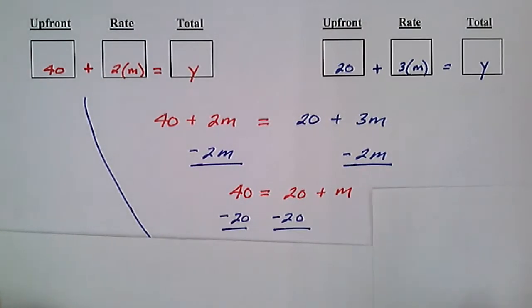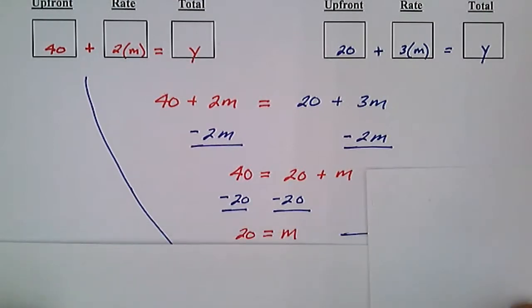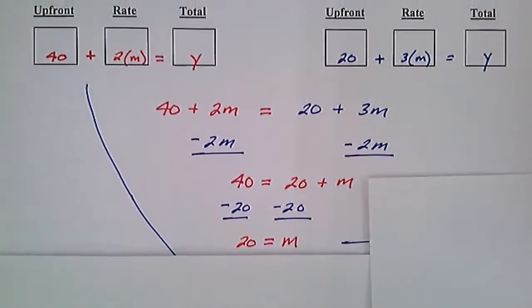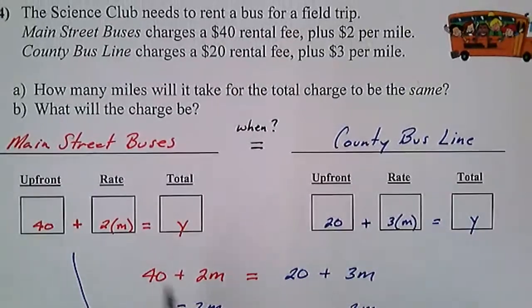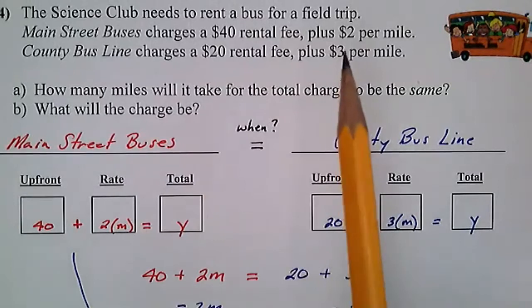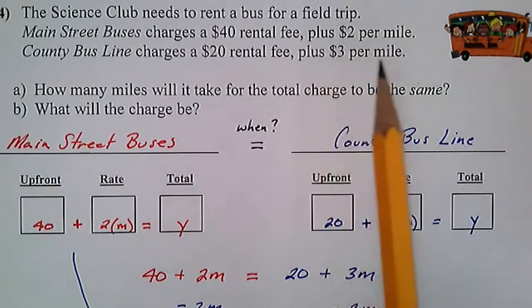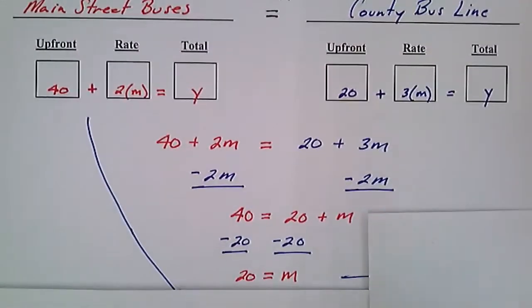Subtract 20 from both sides. And that is going to give me m is equal to 20. Now, what is m? Is that the number of milkshakes? What is m? M is the number of miles, right? Remember back up here, our rate, $2 per mile. Over here was $3 per mile. So we just figured out that it will take 20 miles.